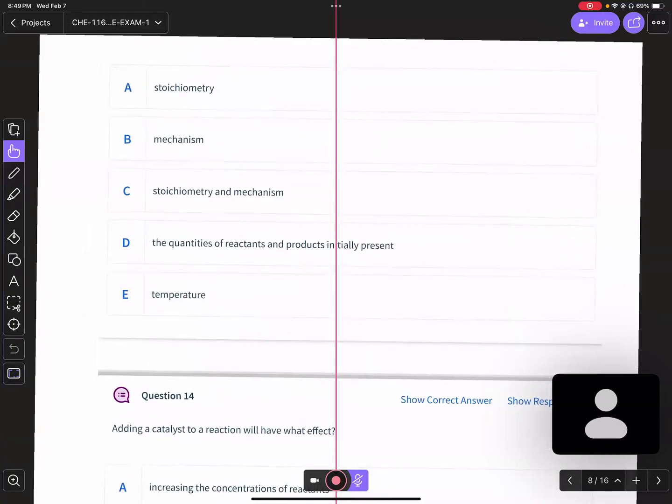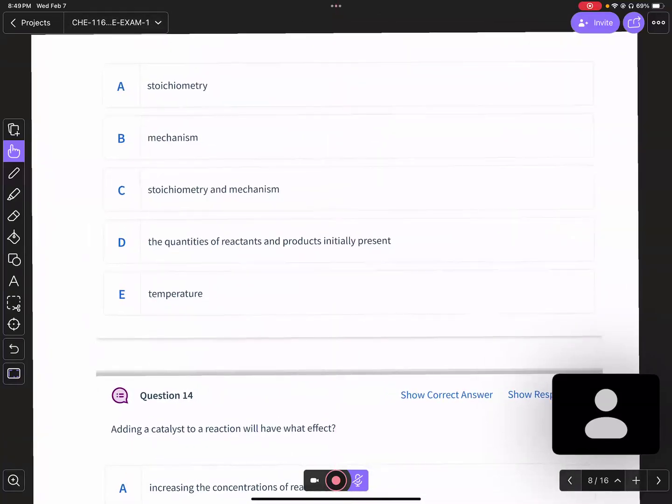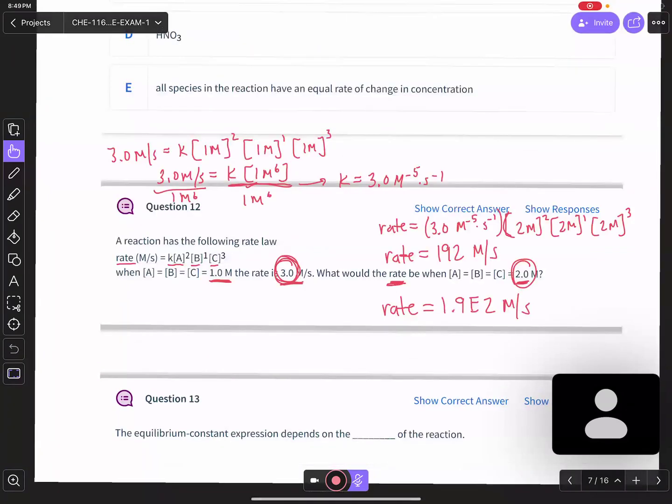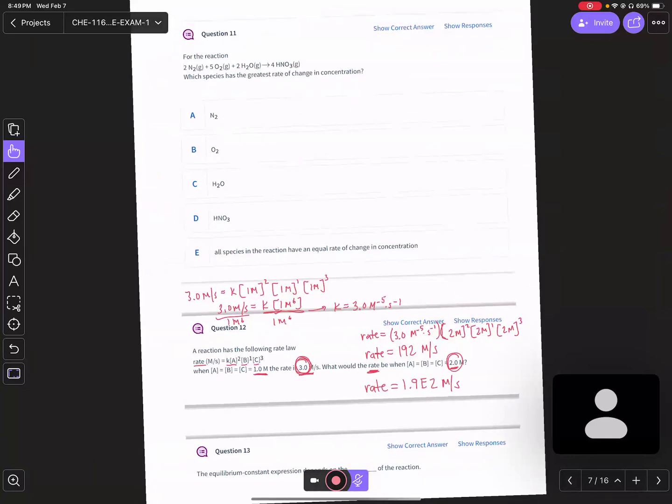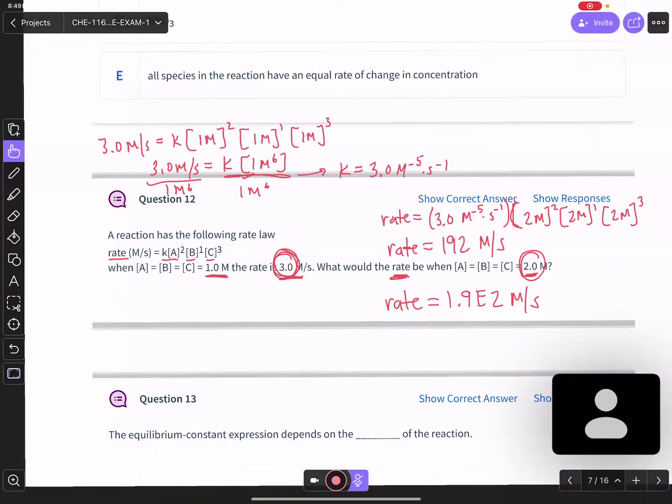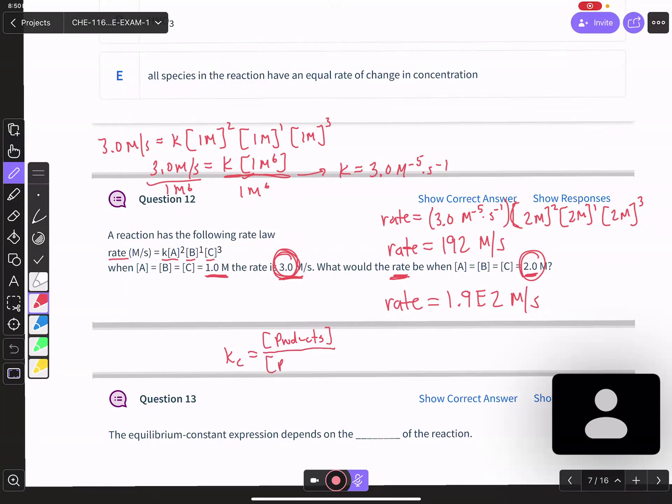All right, for question 13, I guess maybe it's just the way it's worded that is making it kind of a tricky question, right? Question 13: the equilibrium constant expression depends on what? So the equilibrium constant is just K, and that is the concentration of products times the concentration of reactants.